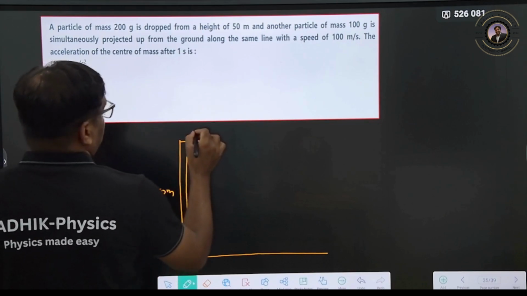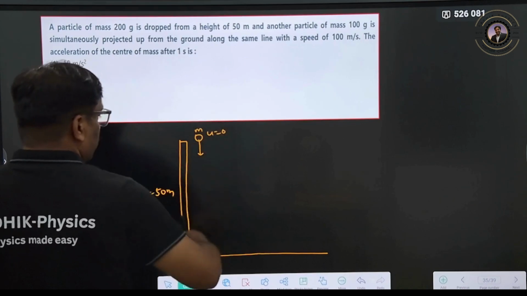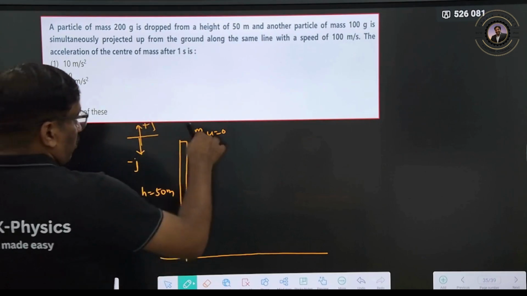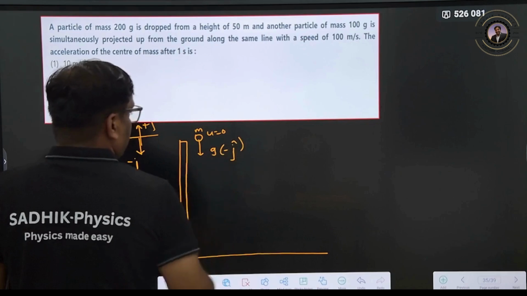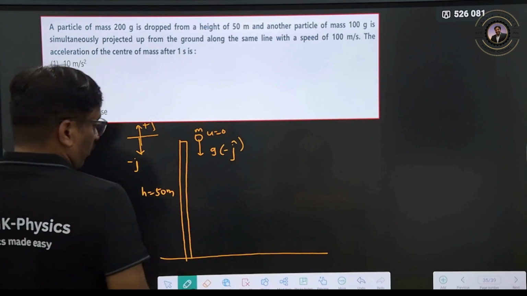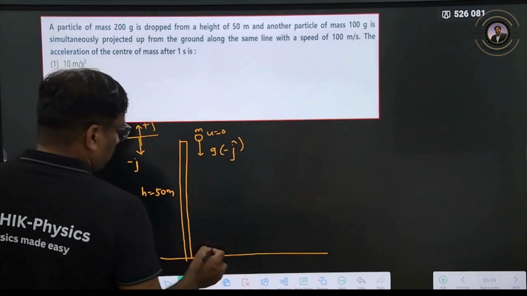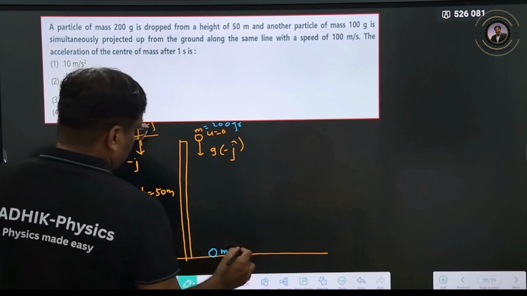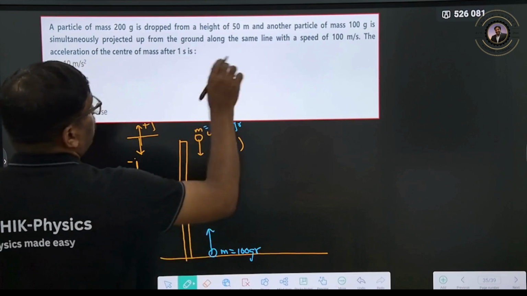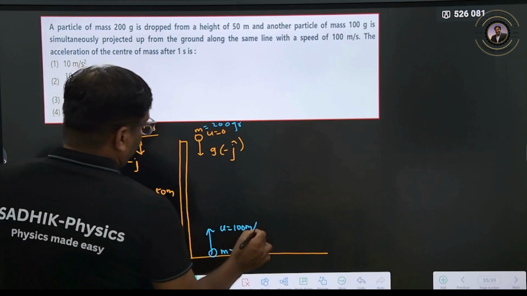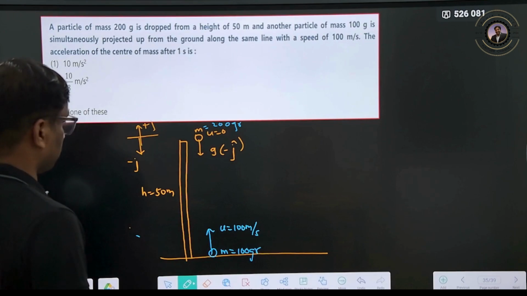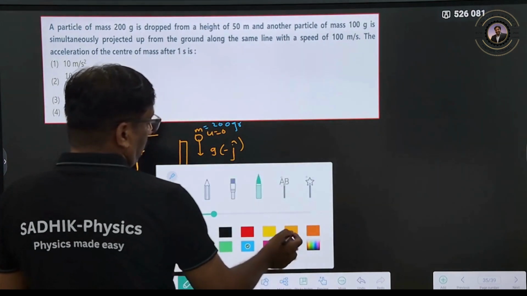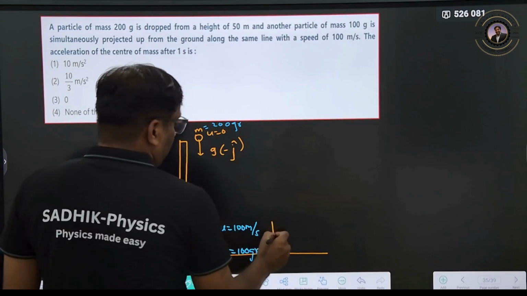Initially, the mass m is dropped. Dropped means initial velocity is 0, and it goes down with an acceleration g. Let us take downward as minus j and upward as plus j. So, downward, the acceleration here is minus g j cap. Clear? Okay. Now another particle is there. This is of mass 100 grams, and this one is 200 grams. It is projected upwards with a speed of 100 meters per second. Here also acceleration acts downward on this one, that is minus g j cap.